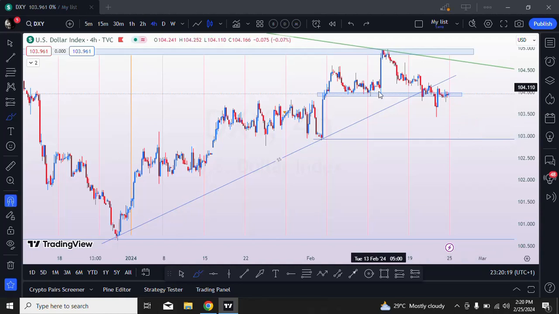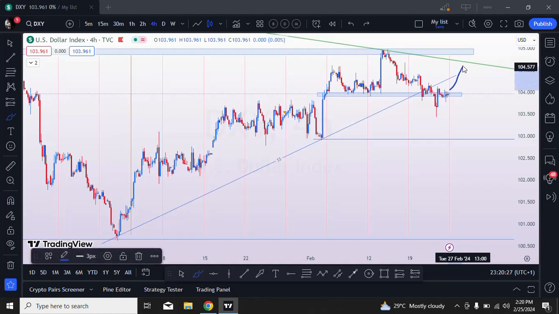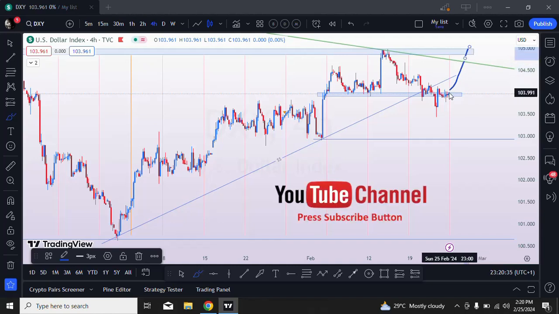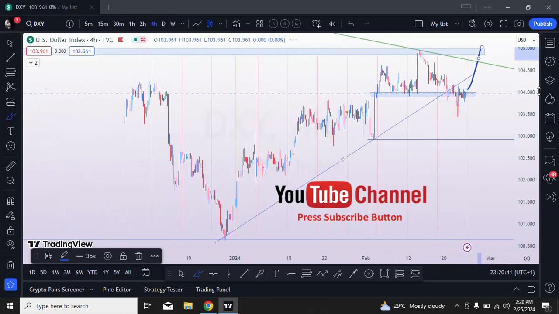That's my number 1 bias. Or there's another possibility for price to begin to go back up, back to touch this trend line. And if there's a strong news this week, it may possibly make the price break above the trend line. That could change the direction of the market from bearish to bullish.